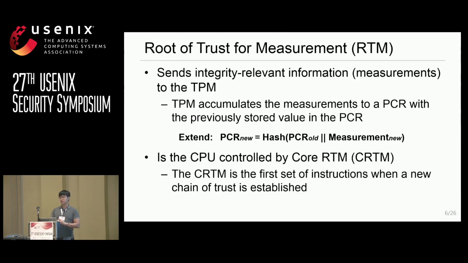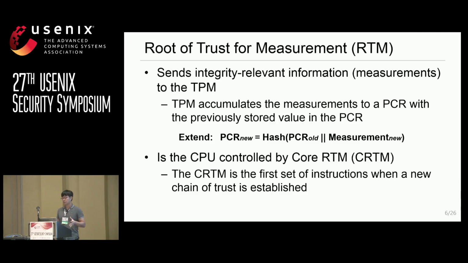Root of trust for measurement sends integrity relevant information, the measurements, to the TPM. TPM specification calls this accumulating operation extend. As you see the extend process in the middle of the page, the TPM accumulates the measurement to a PCR with the previously stored value in the PCR. Because of this process, a small bit change to a PCR value will affect all the following extended values, and the extended values in PCRs can be compared to expected values locally or submitted to a remote verifier.